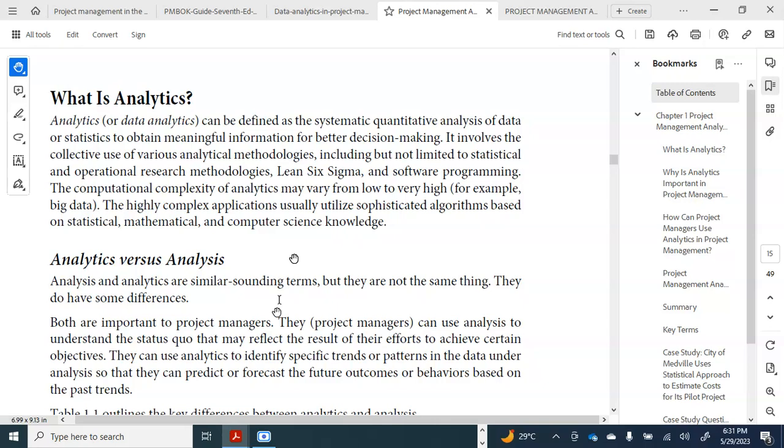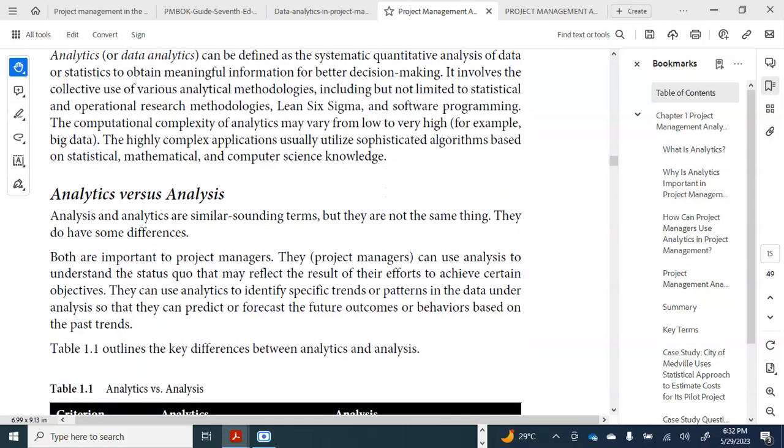The computational complexity of analytics may vary from low to very high. For example, big data: the highly complex applications usually utilize sophisticated algorithms based on statistical, mathematical, and computer science knowledge. So that is very essential, the knowledge areas that they mentioned: statistical, mathematical, and computer science knowledge.